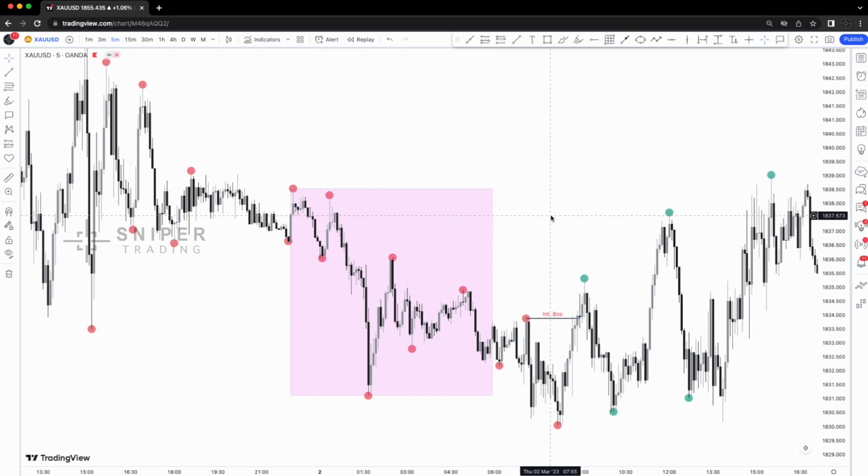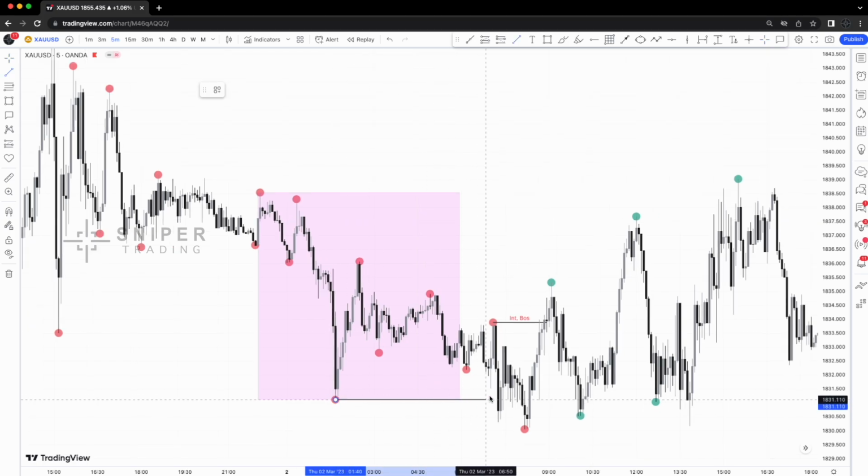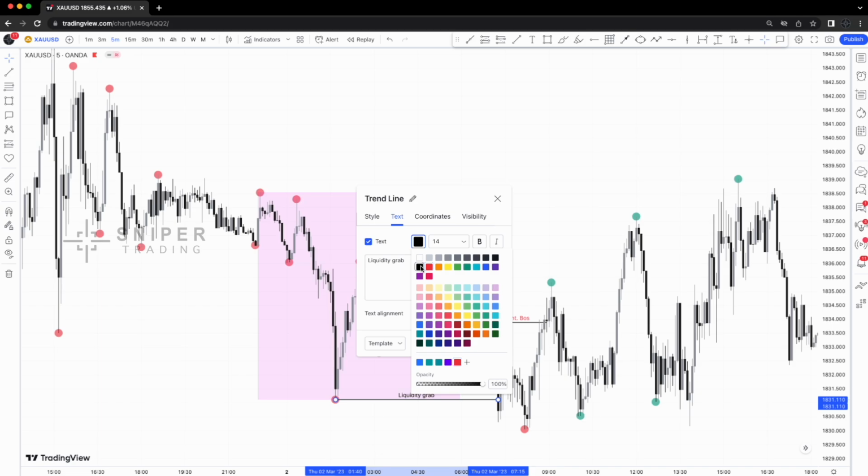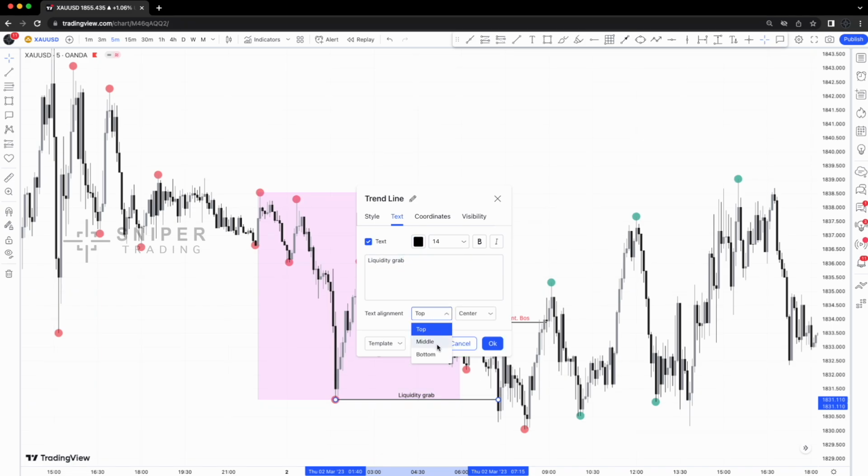And after this, we are going to be having our liquidity grab of the Asian session range low, also marked from the red circle again all the way to the other candlestick. And this is going to be the liquidity grab. So there's no need to abbreviate over here. Just like that, make it black, move it to the bottom.